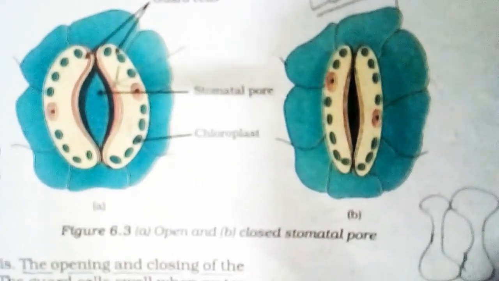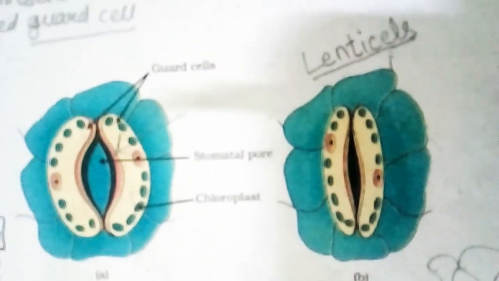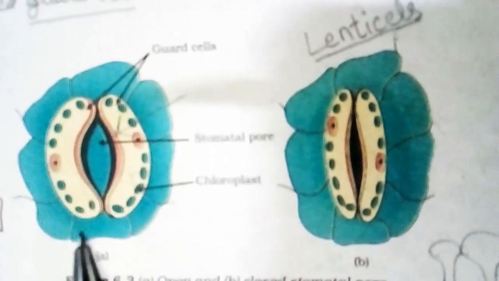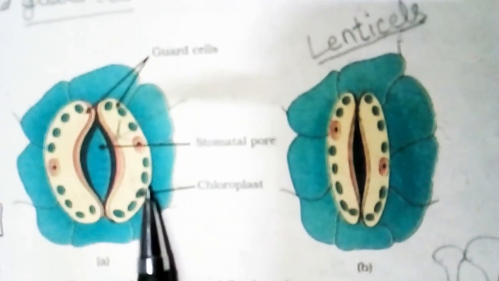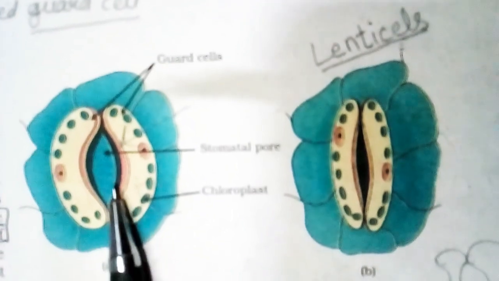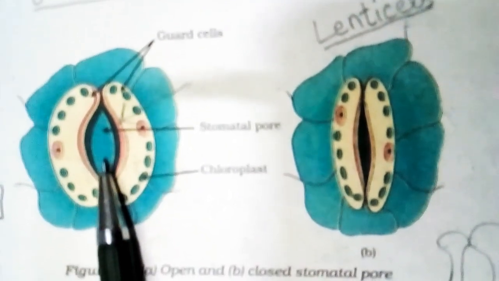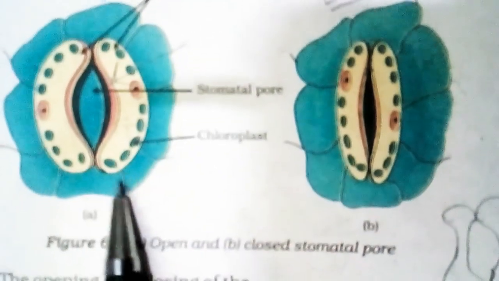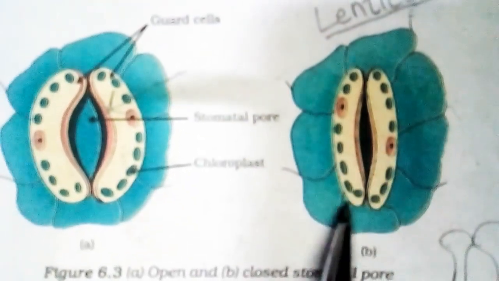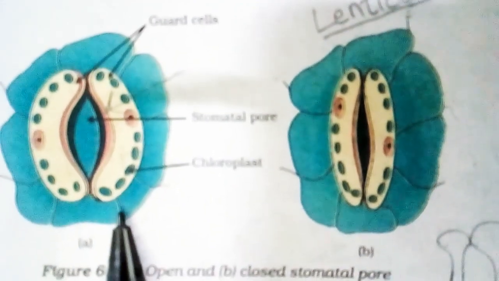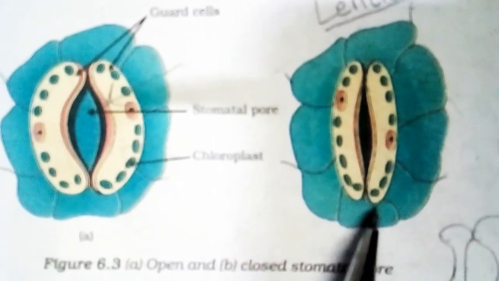Actually, you are seeing here these are the subsidiary cells, or side cells. These two are guard cells, and this pore or hole is known as stomata. Fine. This is a diagram of open stomata and this is a diagram of closed stomata. So always remember, this is the open stomata diagram, this is the closed stomata diagram.